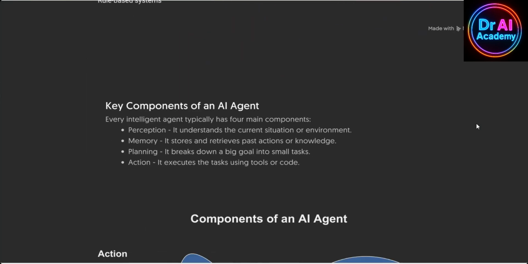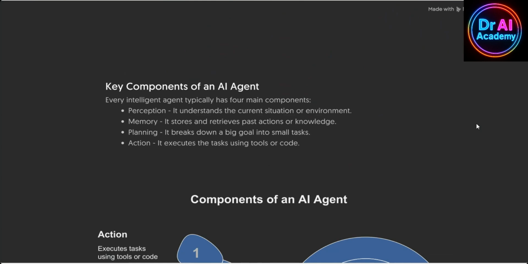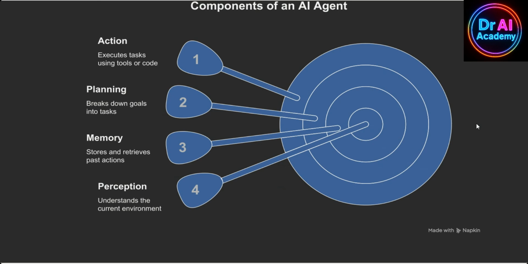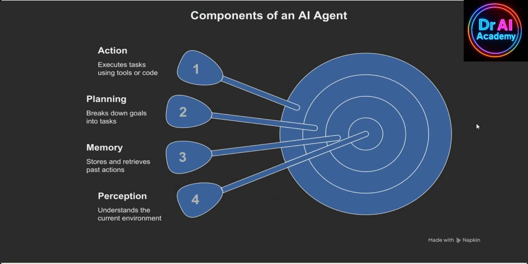They ask themselves, what's my goal? What information do I need? What should I do now? Key components of an AI agent. Every intelligent agent typically has 4 main components. Perception. It understands the current situation or environment. Memory. It stores and retrieves past actions or knowledge. Planning. It breaks down a big goal into small tasks. Action. It executes the tasks using tools or code.